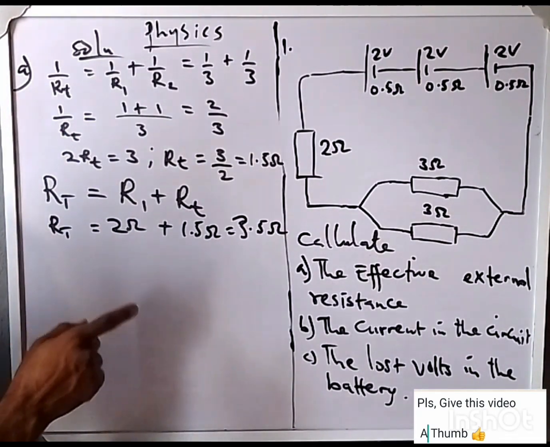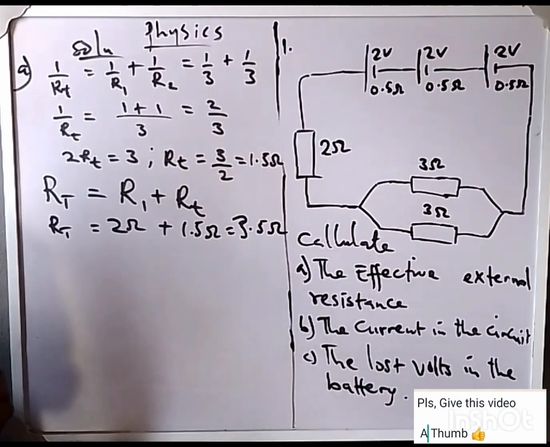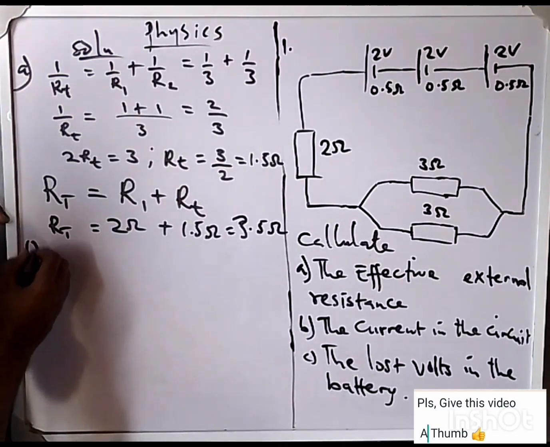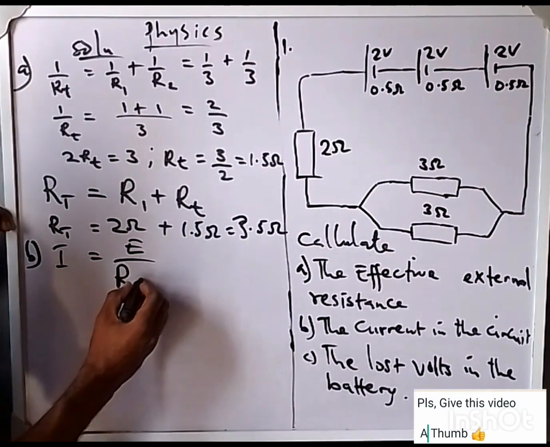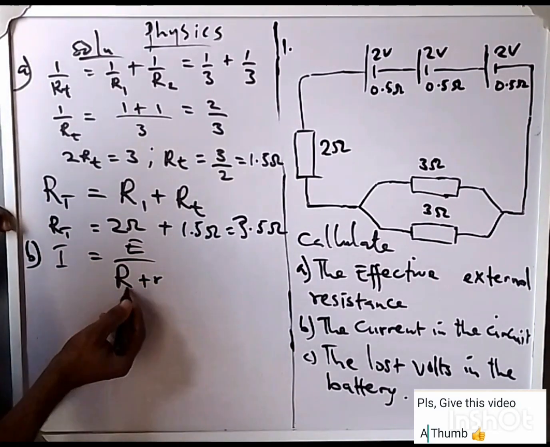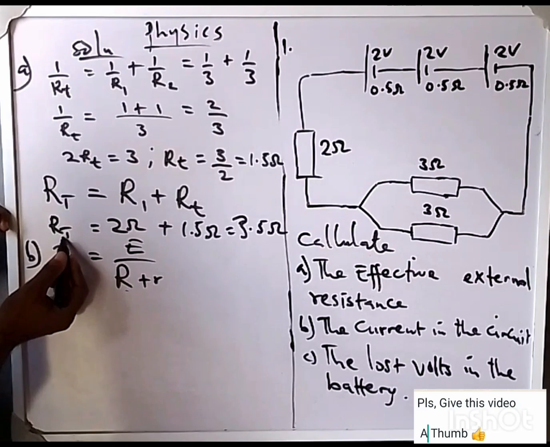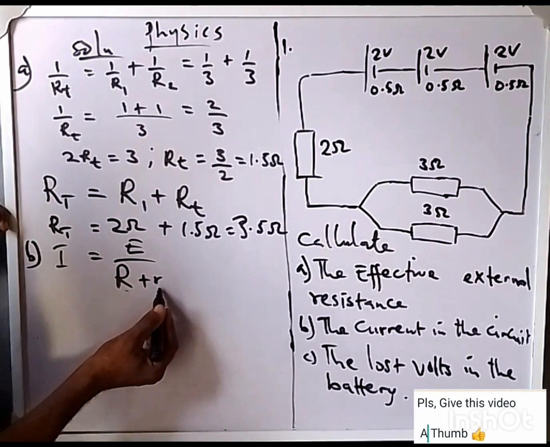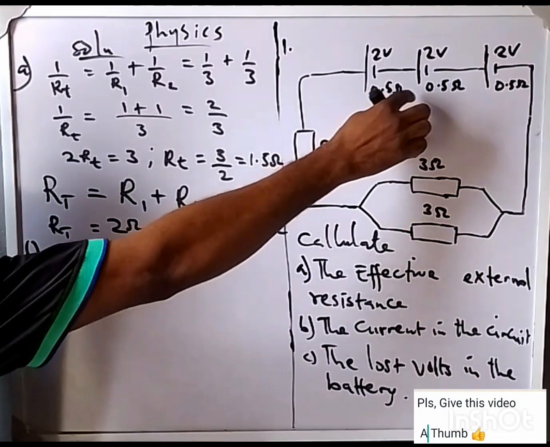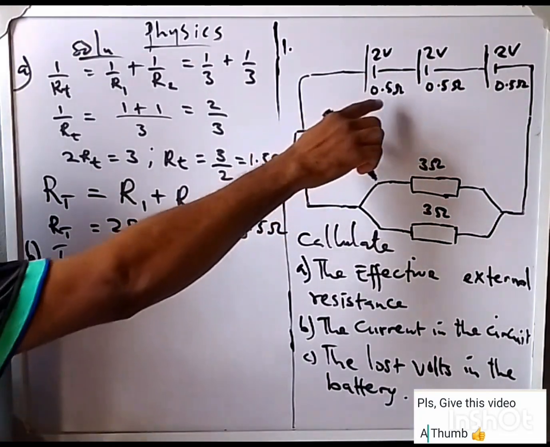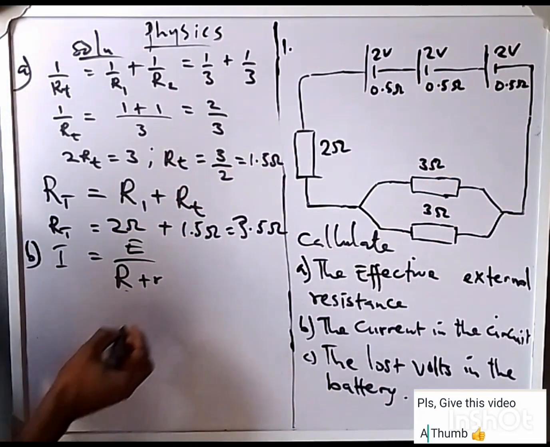So let's go to B part of it. This says, calculate the current in the circuit. So remember, for you to deal with this, current in the circuit is equal to E over R plus small r. What is this R? This R represents the RT that I have calculated. And this small r here represents the internal resistance of the cells. And each cell has 0.5.